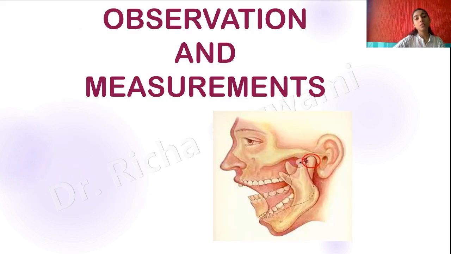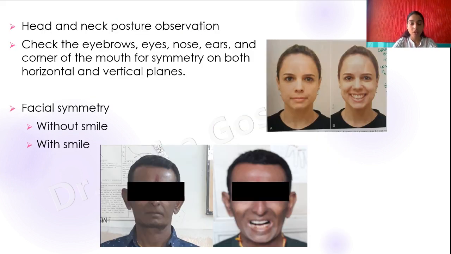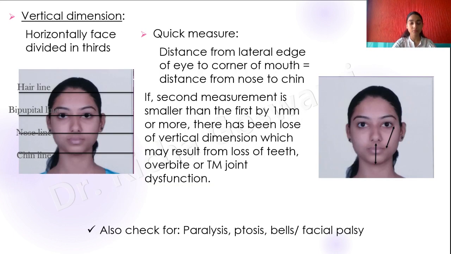Now, start with observation and measurement. Here, do not forget to observe head and neck posture. Check for facial symmetry without a smile and with a smile. Now check for the facial dimension, vertical dimension and horizontal dimension. Here, two methods are given to measure the vertical dimension of the face.